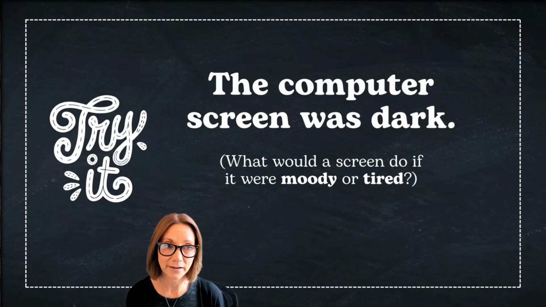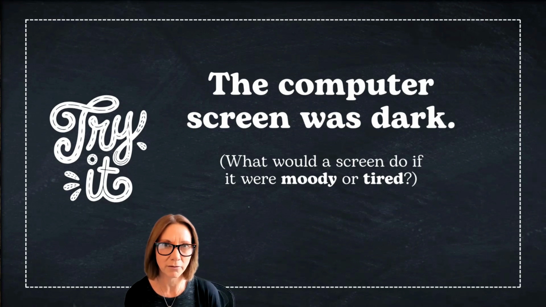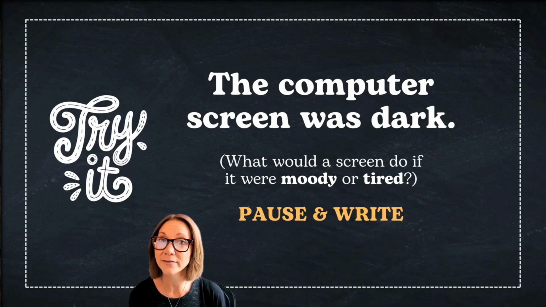But smiling and laughing is our thing. You're going to try it now. The computer screen was dark, so it's not lit up. It goes away. So what human type thing would a computer screen do if it was feeling moody or tired? So pause here and write your own piece of personification.